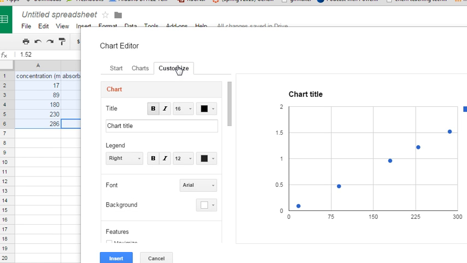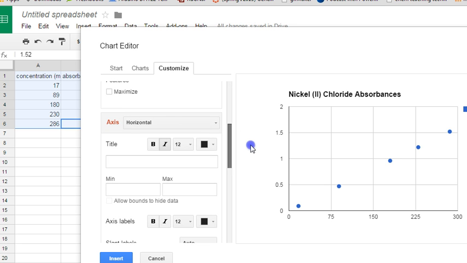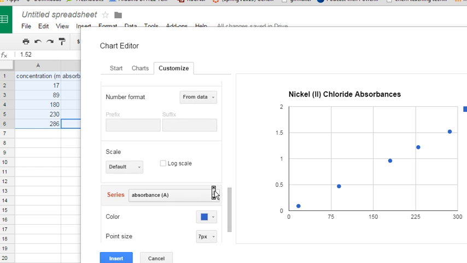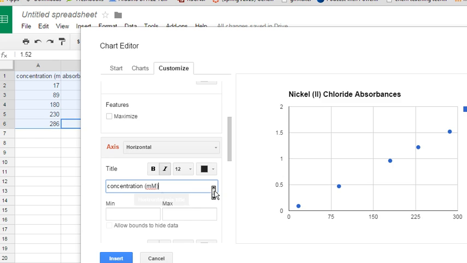If you go to Customize, of course the chart needs a title, so you can title it some appropriate name. For me, nickel chloride, nickel 2 chloride absorbance would be appropriate. For you, I hope it will be something else. And then for the horizontal axis, for me, the horizontal axis was concentration in units of millimolar, and the vertical axis, here we go.